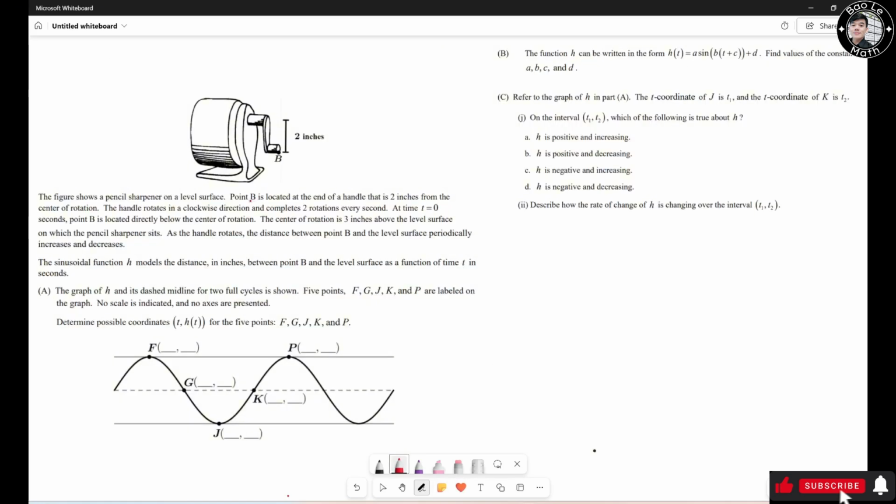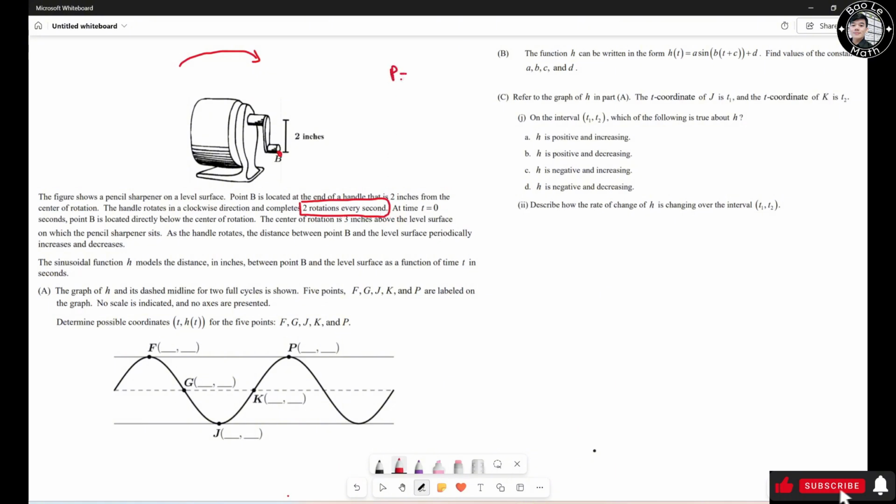Now, let's take a look at the last example. The figure shows a pencil sharpener on a level surface. Point B is located at the end of the handle, right here, that is 2 inches from the center of rotation. The handle rotates in a clockwise direction, so it's going to go this way, and completes 2 rotations every second, right? So from this information we can calculate the period.